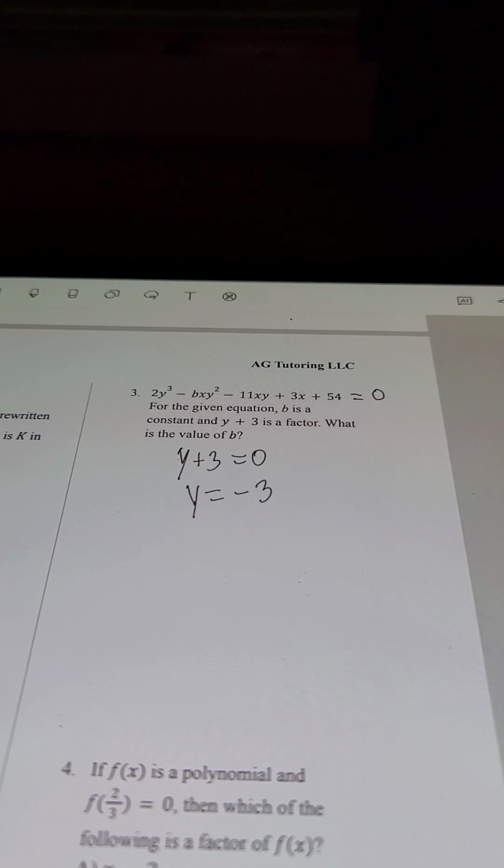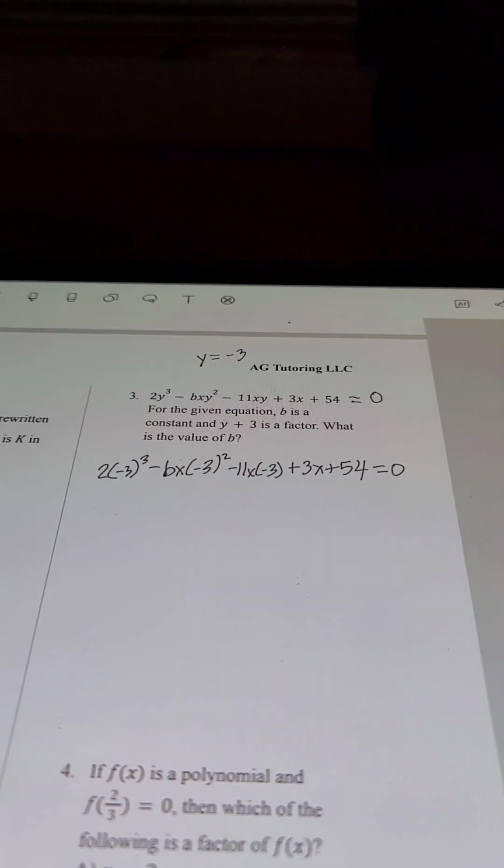So let's plug in everywhere we see y and negative 3 and then set the polynomial equal to 0. So that's exactly what I did. The only thing I did was plug in negative 3 everywhere I saw a y. So now I'm going to do all the exponents and multiplication parts. So negative 3 cubed is going to give me negative 27, and then I have to do negative 27 times 2, which is going to give me negative 54. And I'm going to do that now for the rest of the problem. And then this is what I get.